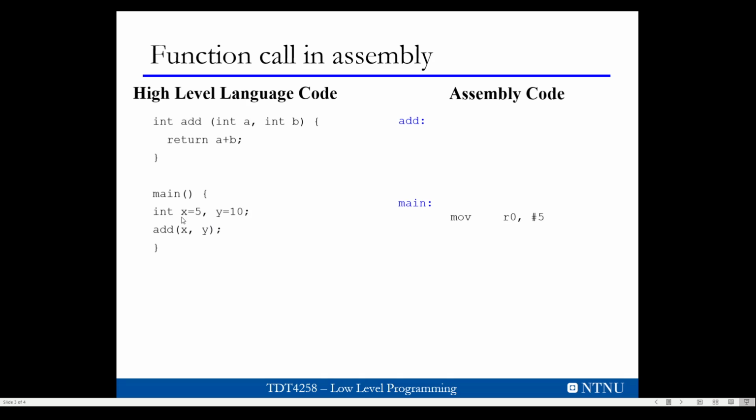Let's first write the main function. So x is a variable whose value is 5. So we move an immediate value 5 to register R0. Then y is 10. We move immediate value 10 to register R1. Then we need to make a function call. And to make a function call, we know the instruction is branch and link. So we use the branch and link instruction and jump to this label add, where we write the code for this add function. So this BL will automatically also save the return address, which would be the address of the next instruction here, in the link register.